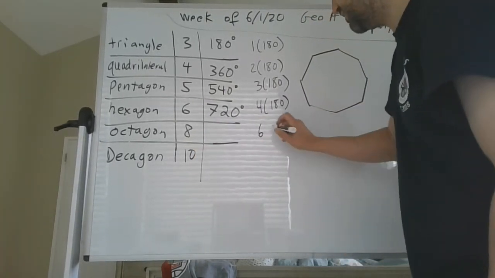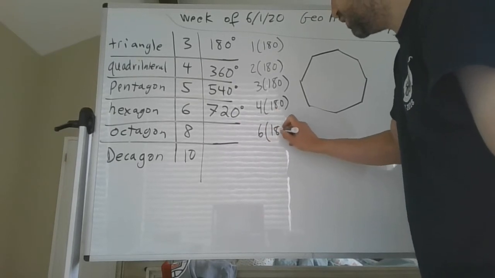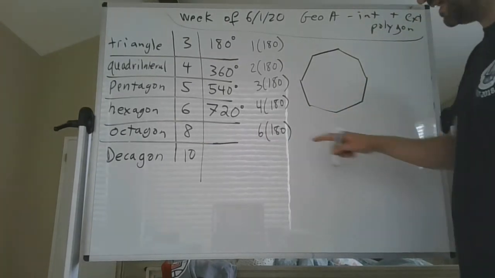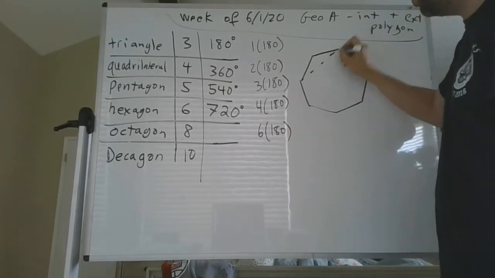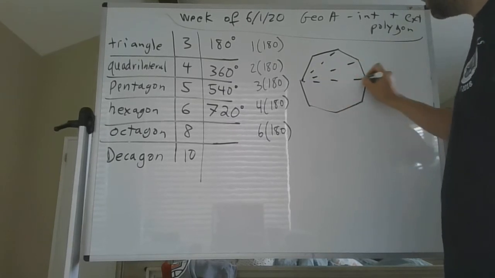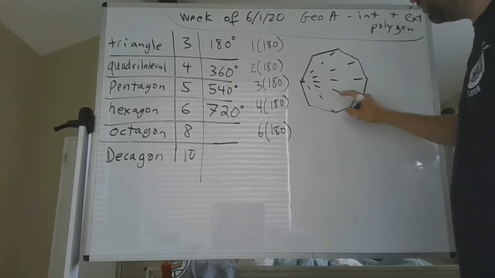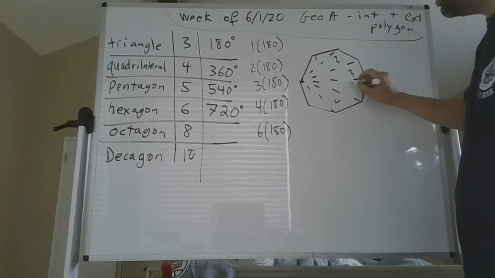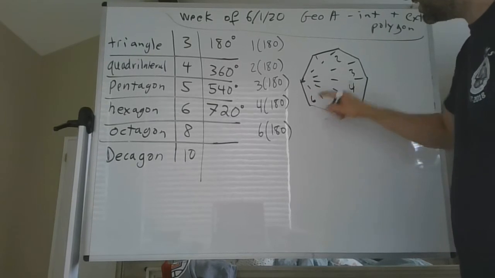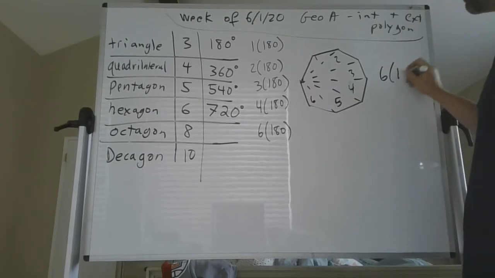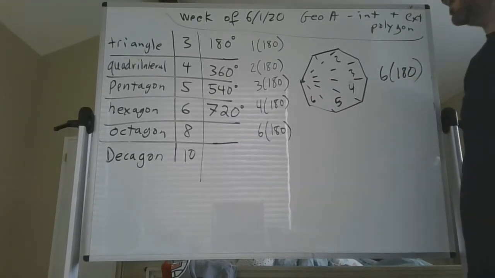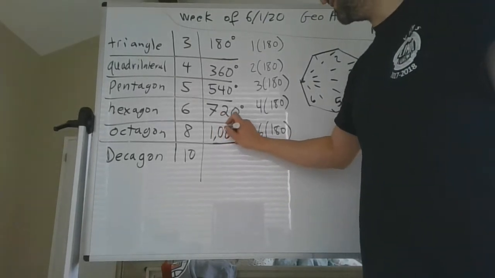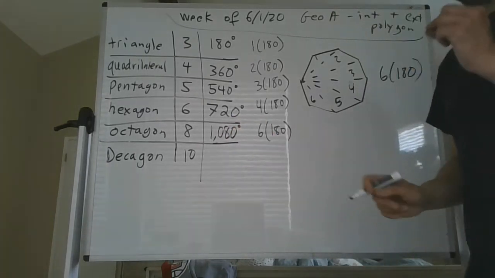So in order to get the interior angles for an octagon, I'm just going to do 6 times 180. That shortcut, when you subtract the number of sides by 2, tells you how many triangles. And I guarantee you there'll be 6 in here. Ready? Watch. 1, 2, 3, 4, 5, 6. There's 6 triangles there. 6 times 180 is going to give us our answer, which is 1080 degrees. Okay, so that's the shortcut.